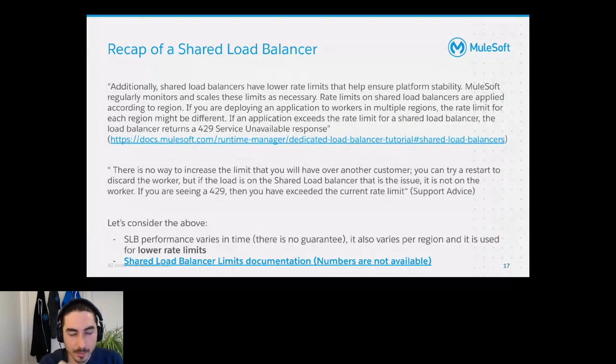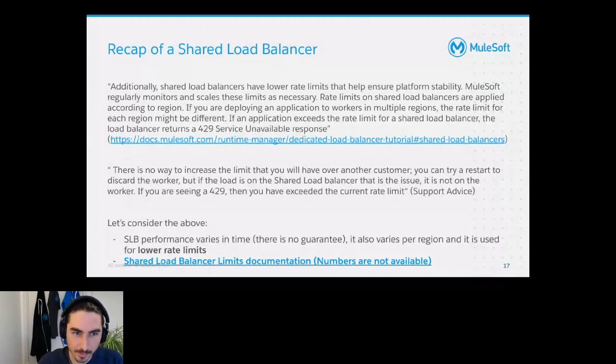A little tip of advice from one of our support engineers I was working with: there is no way to increase the limit that you will have over other customers. So the shared load balancer per region, you cannot increase the limit. You can try a restart to discard that the issue is actually in the worker, but if the load is on the shared load balancer, that is still the issue. So if you are seeing the 429 in this scenario, you have exceeded the current rate limit.